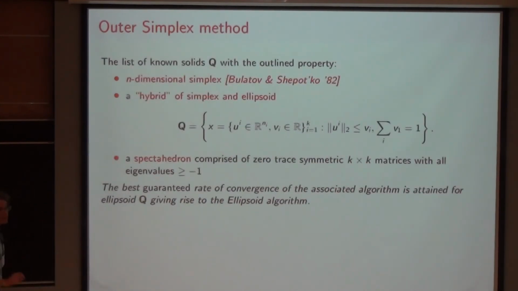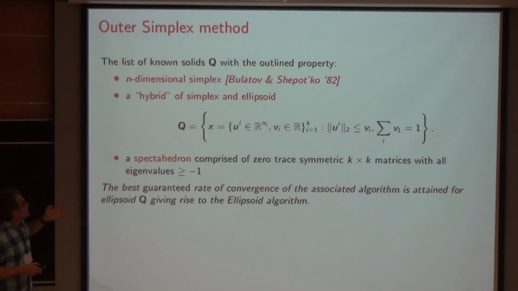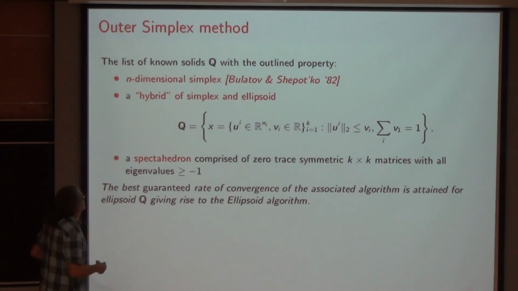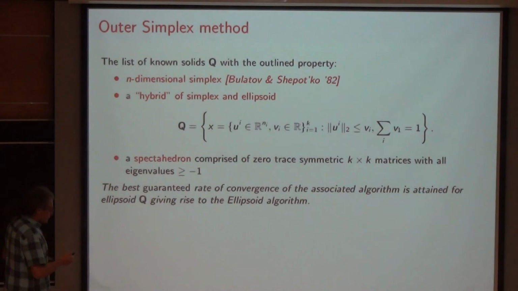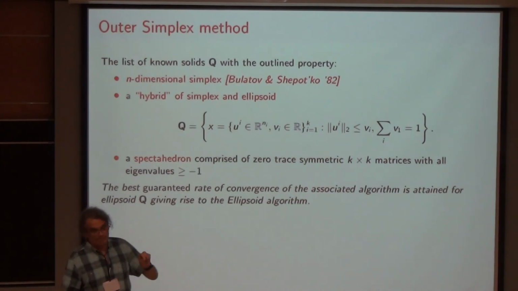And there are other sets which possess this property. The first algorithm proposed using this idea was the simplex algorithm, the outscribed simplex. For this algorithm, you obtain slightly worse rates of convergence. You can also use a hybrid of the outscribed simplex and the ellipsoid, you can use the spectrahedron and so on. In theory, they are slightly worse: instead of this factor n to the power 2, you basically have n to the power 3.